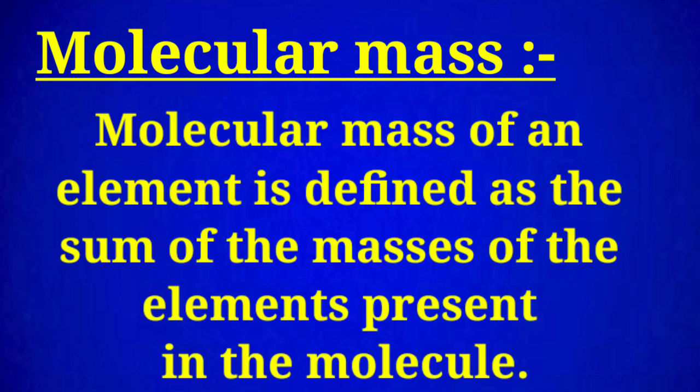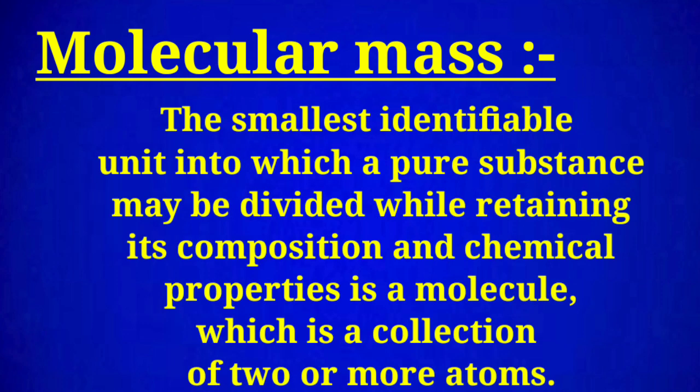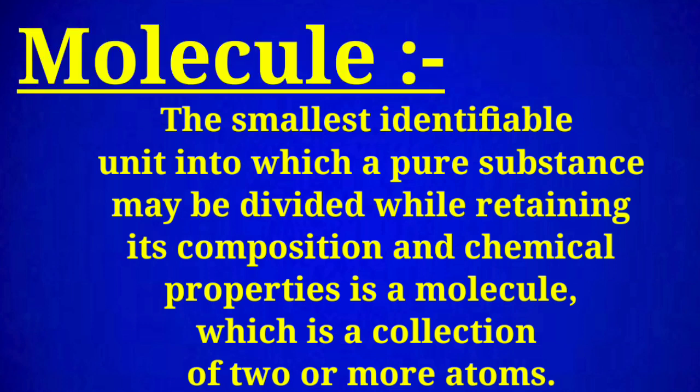Molecular mass. The molecular mass of an element is defined as the sum of the masses of the elements present in the molecule. The smallest identifiable unit into which a pure substance may be divided while retaining its composition and chemical properties is a molecule, which is a collection of two or more atoms.